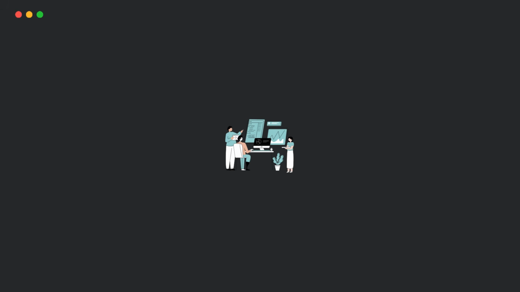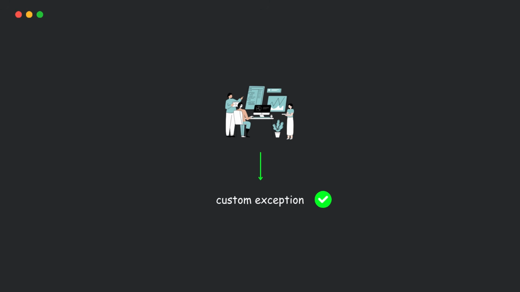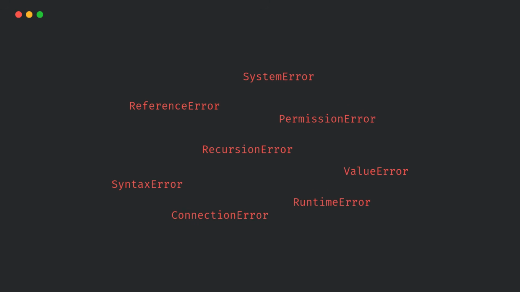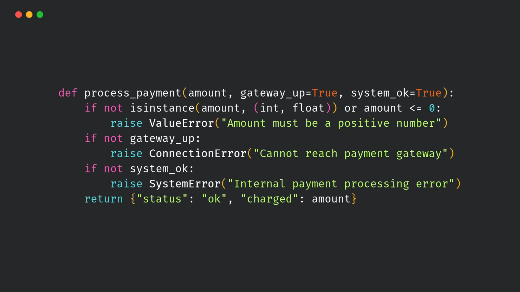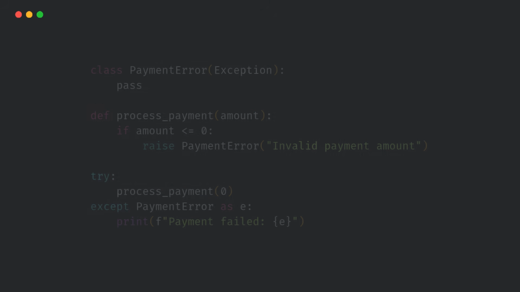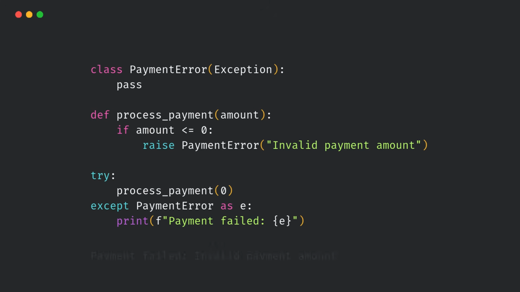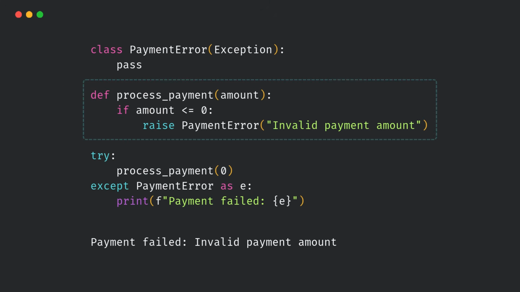In industry projects, creating custom exceptions is a best practice, because if you only use built-in exceptions everywhere, it's hard to know where the error came from. Take a payment system, for example. Just by reading the error, you immediately know it came from the payment flow, not somewhere else.